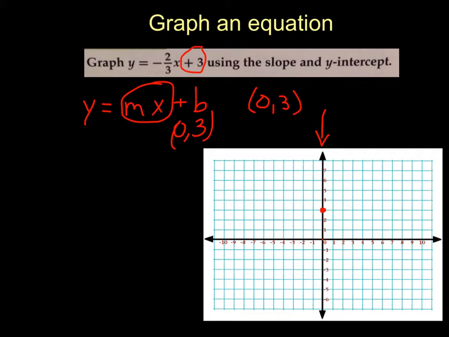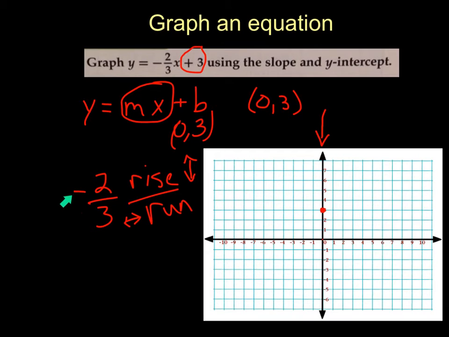And now that I've placed my y-intercept here, now I can look at the slope. And the slope is right here, and I can see that's going to be negative 2 over 3. So remember, that's rise over run. Just think of rising going up and down, and the run goes side to side. So the slope is negative 2 over 3.